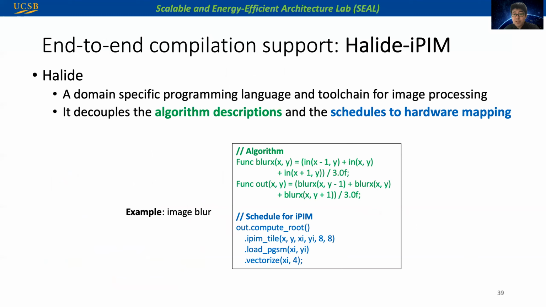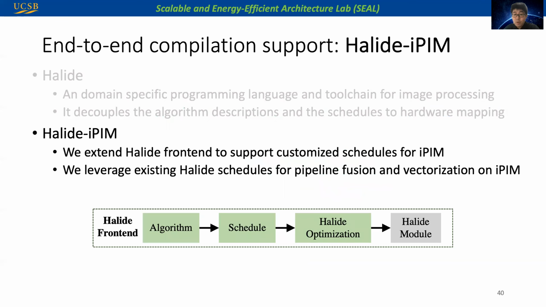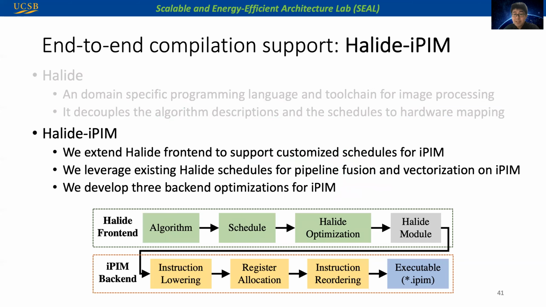After introducing the hardware design, next, we introduce the end-to-end software compilation support, Halide iPIM. Halide is a widely adopted domain-specific programming language and toolchain for image processing. It decouples the algorithm descriptions and the schedules to hardware mapping, as shown in the below image blur example. We propose Halide iPIM, which extends Halide front-end to support customized schedules for iPIM. We also leverage existing Halide schedules for pipeline fusion and vectorization on iPIM. In addition, we developed 3 backend optimizations for iPIM.